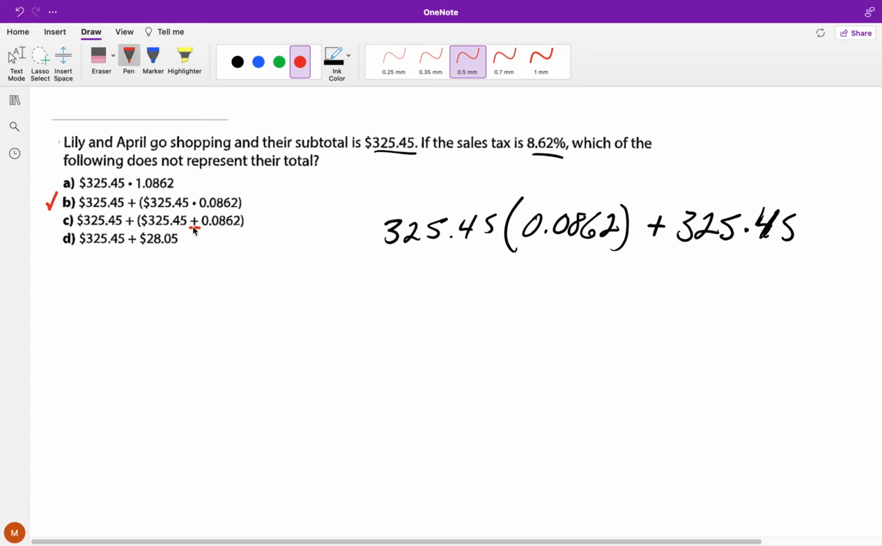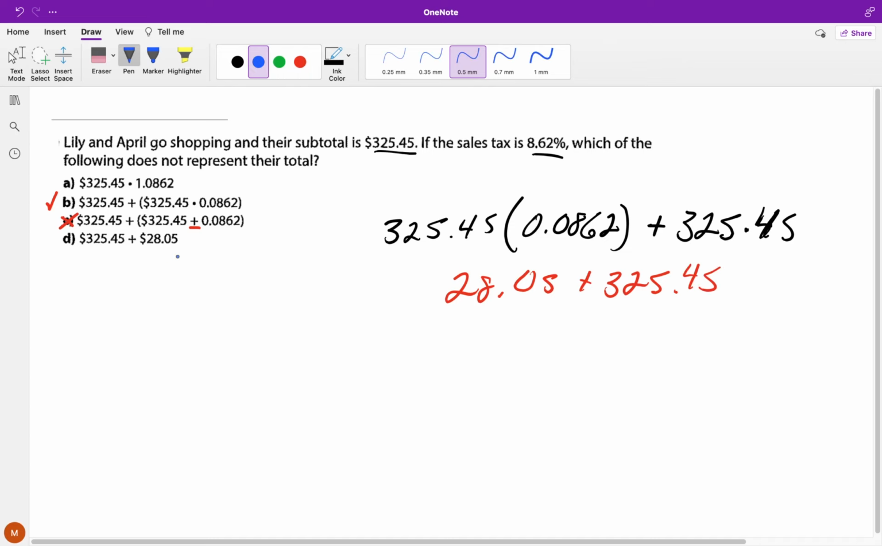We can't represent it by adding these two together, because when we're taking a percentage of something, it needs to be multiplying. So C cannot work. And then if we actually were to go ahead and multiply this $325.45 by the 0.0862 or 8.62%, this does give me 28.05, so $28.05.